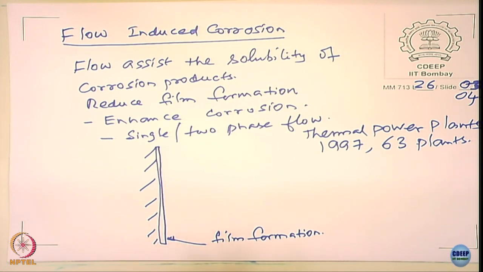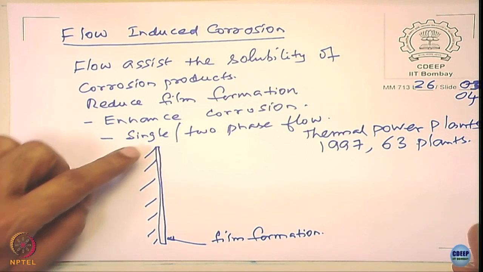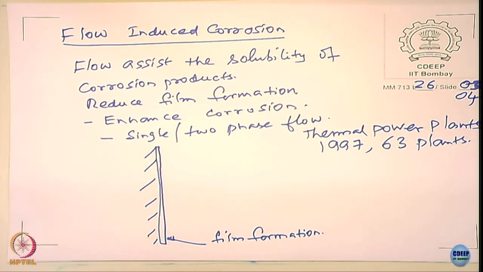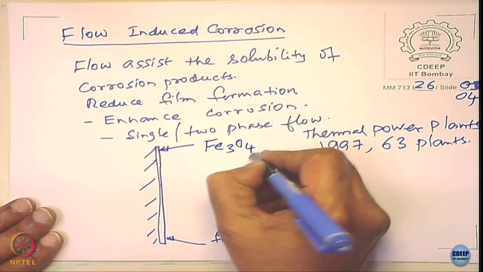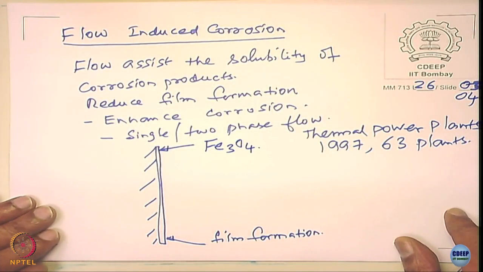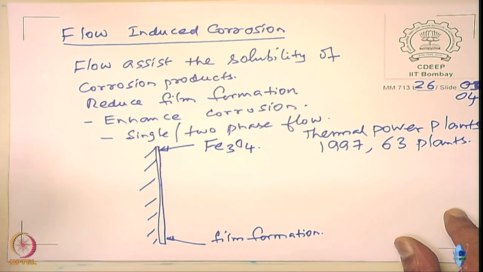By controlling the environment. That means you change into an alkaline pH, and film formation becomes the dominant mechanism of corrosion prevention of steel. These oxides are generally a magnetic oxide, right? What is the magnetic oxide? Fe3O4 is the magnetic oxide formed, and this oxide prevents the corrosion of steel structures.